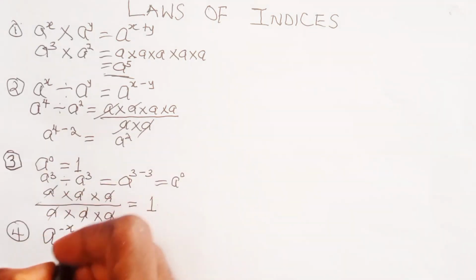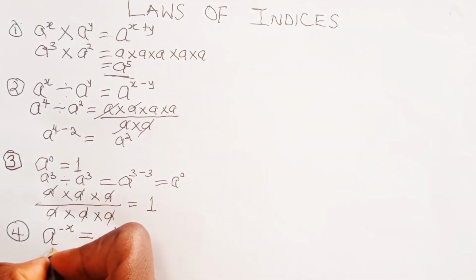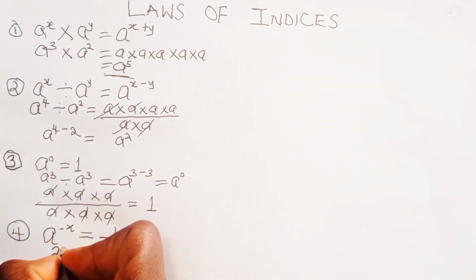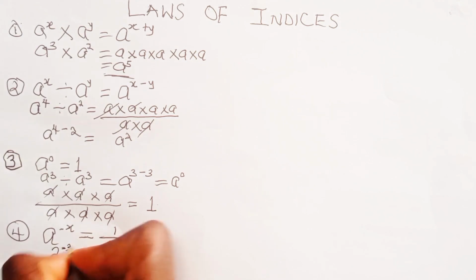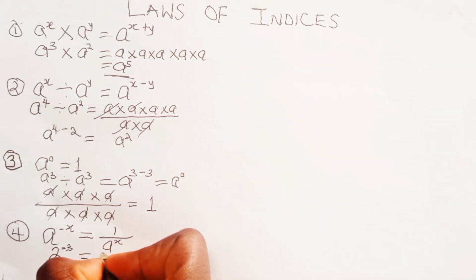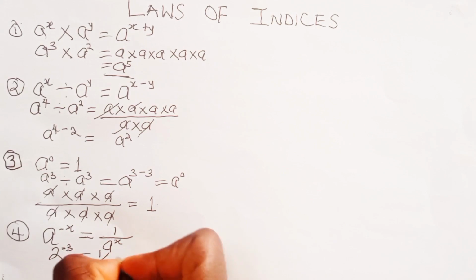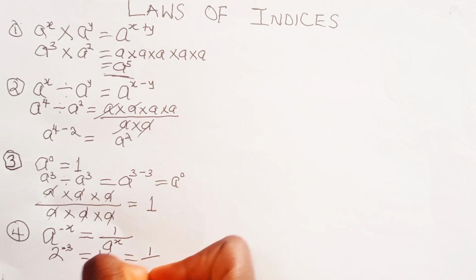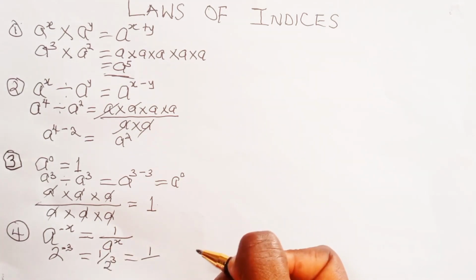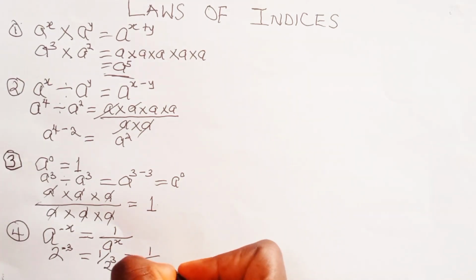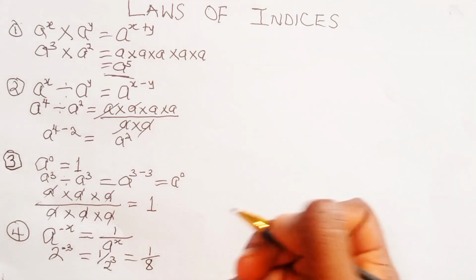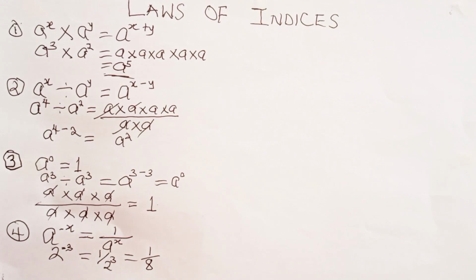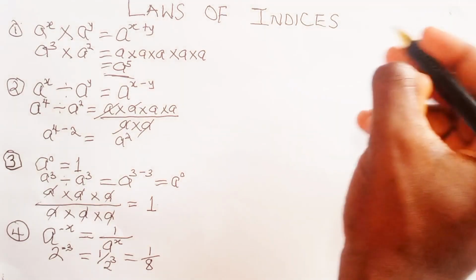So let me take a quick example. Let's say I have 2 raised to power minus 3. This is going to give me 1 all over 2 raised to power 3. 2 raised to power 3 means multiply 2 three times, and that's going to give me 8 because 2 times 2 is 4, 4 times 2 is 8. So that is the law.